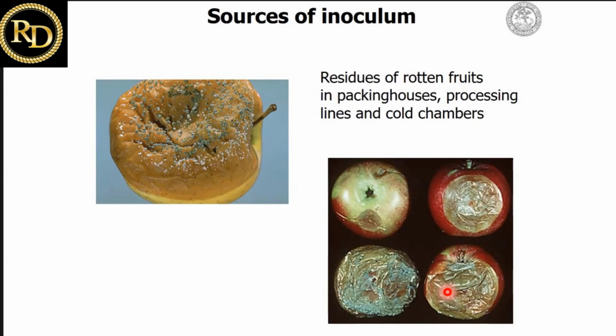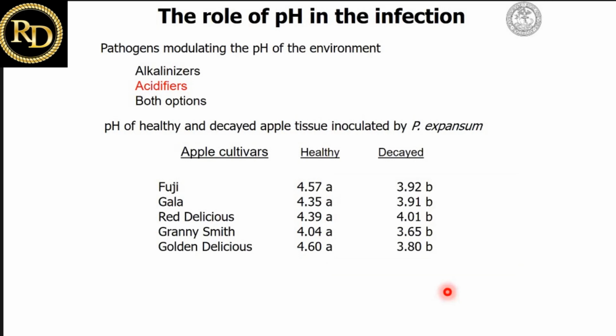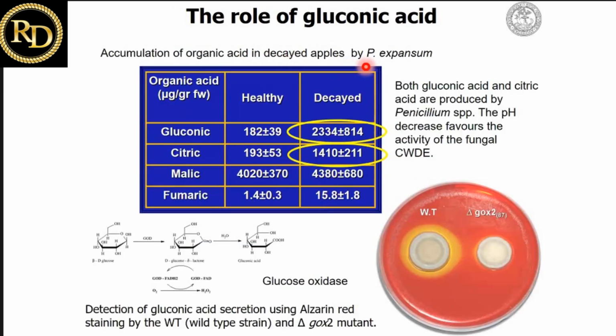and cold chambers. In this case, there is a strong role of the pH, but this fungus is an acidifying fungus. So it's the opposite of Neofabrea. Neofabrea was alkalinizing the medium. In this case, Penicillium is increasing the acidification and lowering the pH. So you can see decayed fruit always have a pH lower than healthy fruits. Why this pH reduction? Mainly by the production of gluconic acid. Gluconic acid is produced starting from glucose through the action of glucose oxidase.